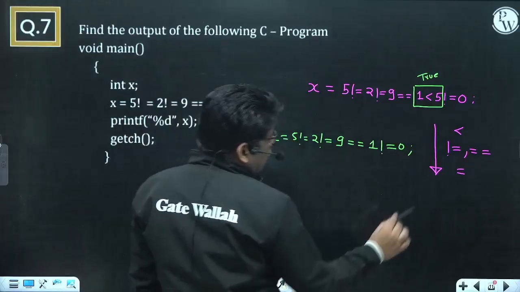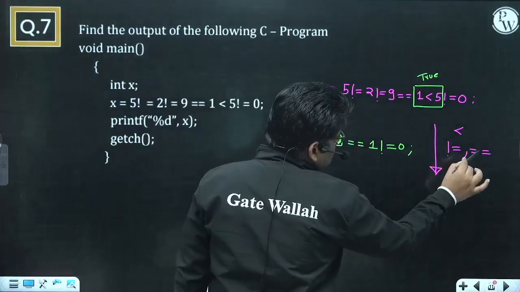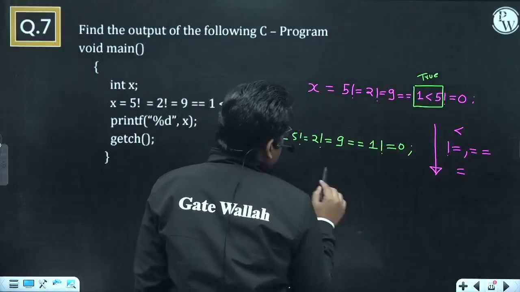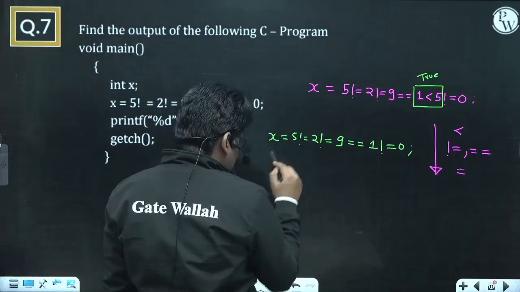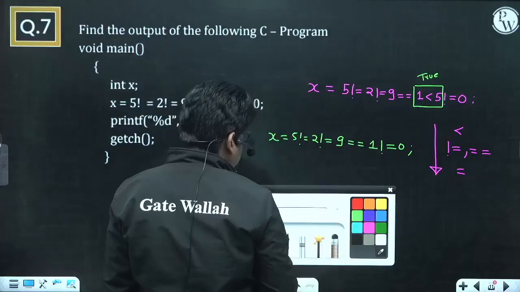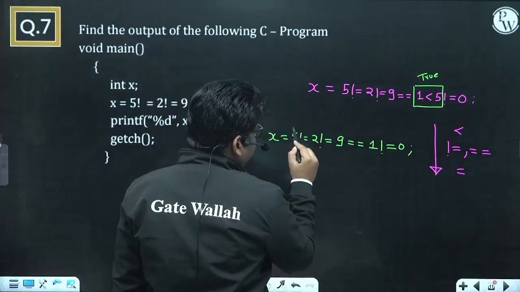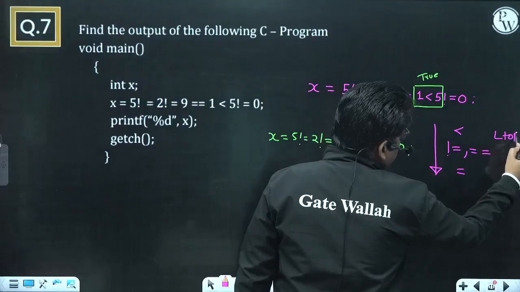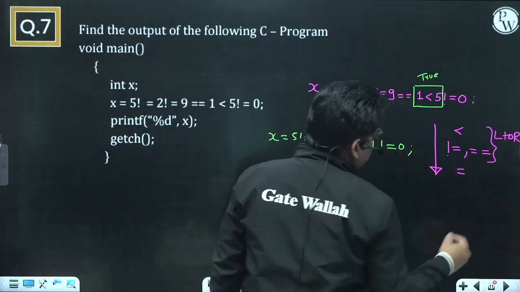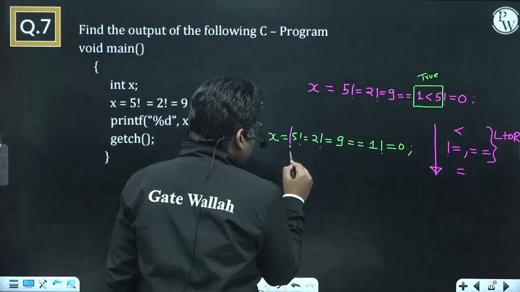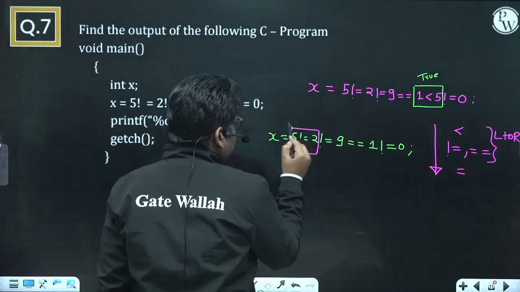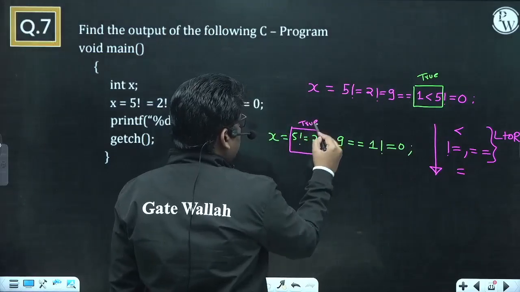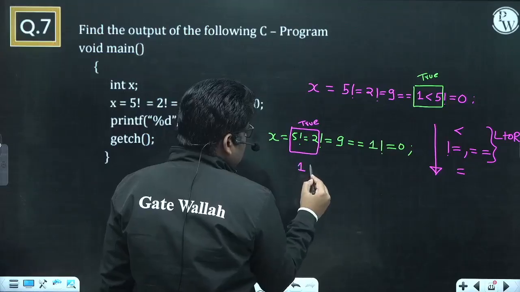Now we are only left with these operators: not is equal to, double is equal to, and equal to. Sir, among all these, which one would be evaluated first? Sir, from left to right, whichever is coming first, because the associativity of these operators is from left to right. So from left to right, this one is coming first. Tell me, is it true that 5 is not equal to 2? Yes, sir. That is why the result is 1.